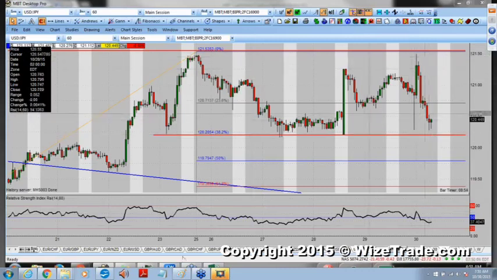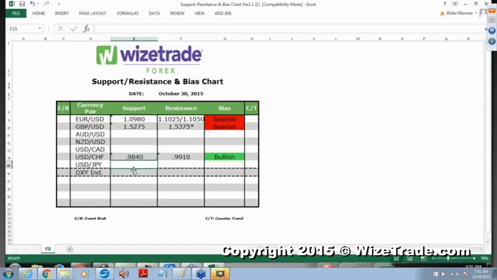120.20, 121.50. How about that? 120.20, 121.50. It's a range. Trade it. Trade inside of it, or, I mean, on the fringes of it, and try not to get stuck. Okay.